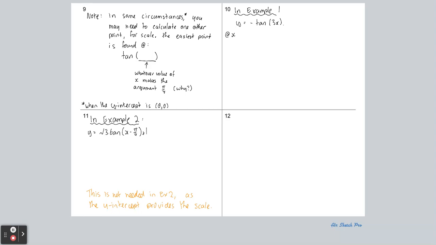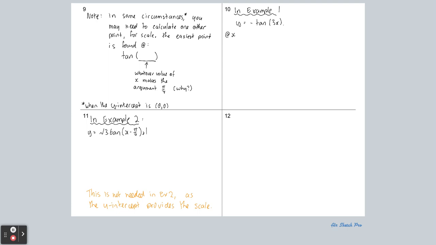By the way, what are the circumstances? The circumstances is when the y-intercept is 0, 0. If the y-intercept is anything else, then that y-intercept will give you the scale that you need. Okay, so working out that extra point at x equals what?